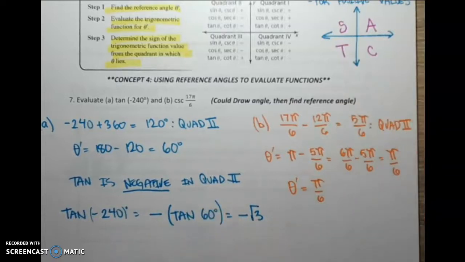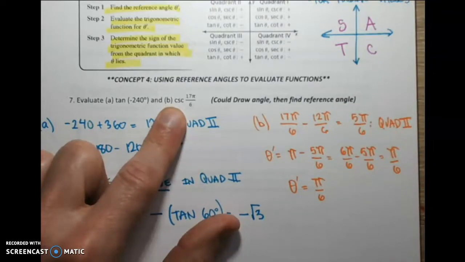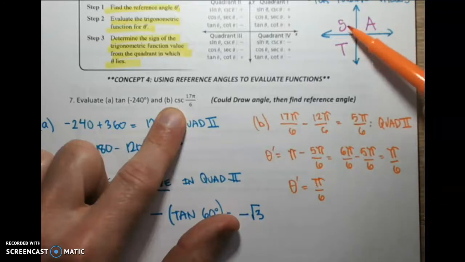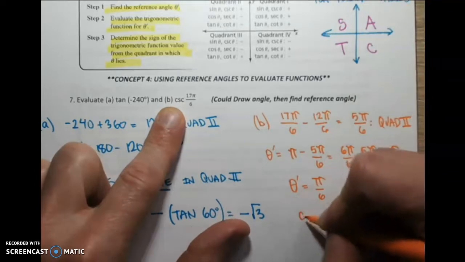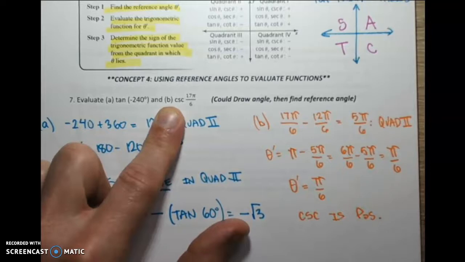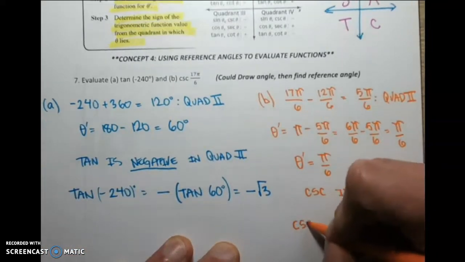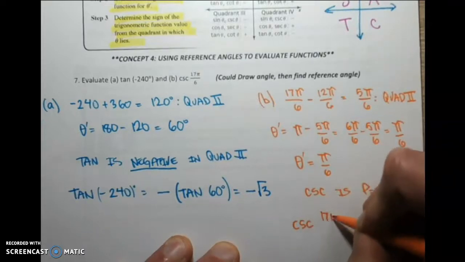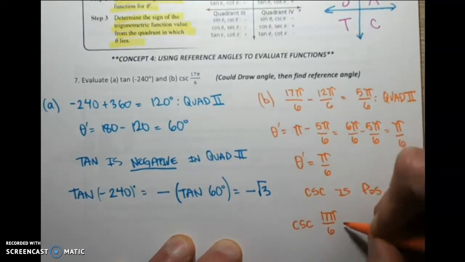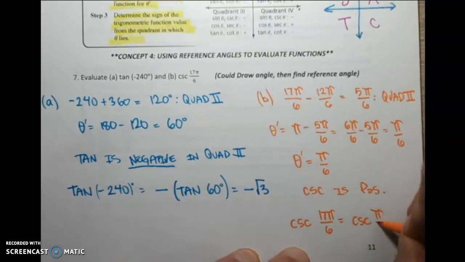Great. Next thing I'm going to do is refer to my sine. The sine I have right here is this cosecant, and I'm looking in quadrant 2. And what's cosecant in quadrant 2? Well, it's positive, right? It's positive in quadrant number 2. So now I go ahead and solve. So I have this cosecant of 17 pi over 6 is equal to the positive cosecant of pi over 6.